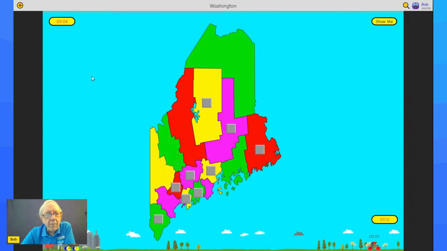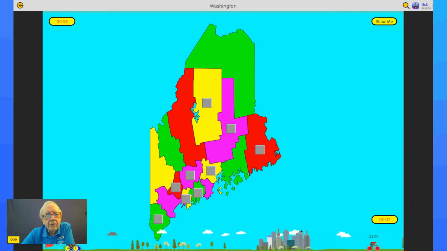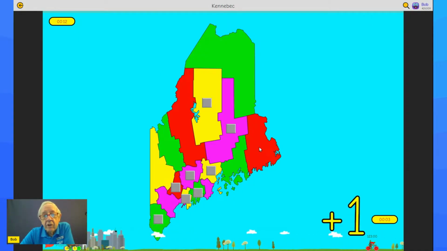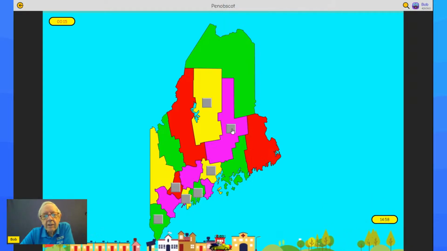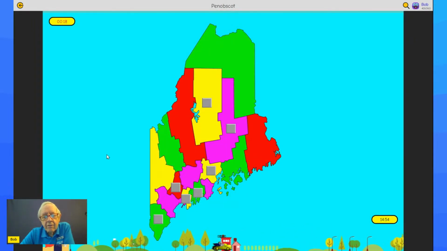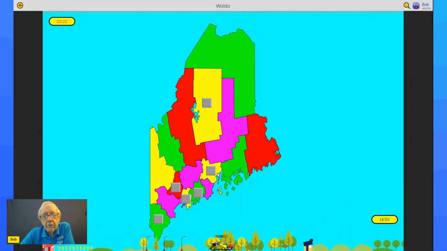Back to the game. I've been talking. I get so distracted and so excited. I'm not going to beat the clock. I'll have to play this again. Washington, Kennebec, Penobscot. Okay, let's go back into the red team. Penobscot, Waldo. Where's Waldo?